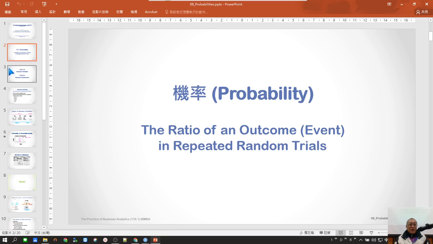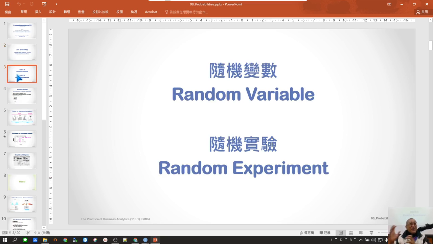But in order to calculate probability mathematically, we need to define some terminology. That's where random experiment and random variable kick in. Mathematically, we treat this uncertainty as a random experiment, and the outcome is treated as a random variable. Variables have different types. Some outcomes are categorical.